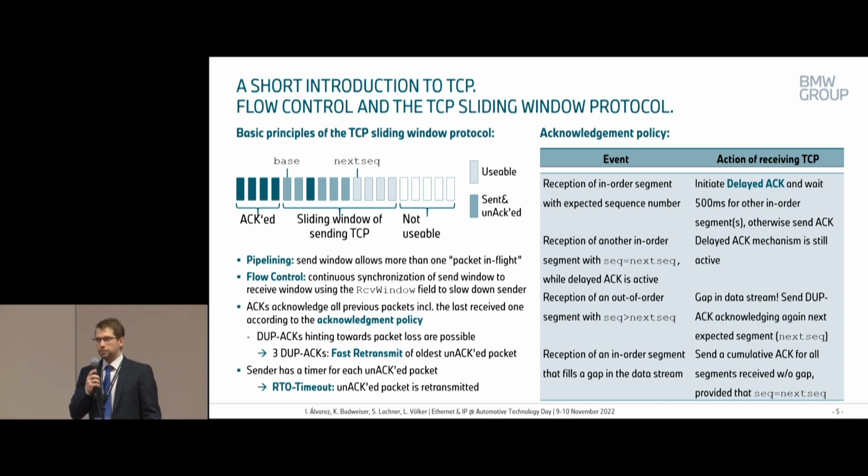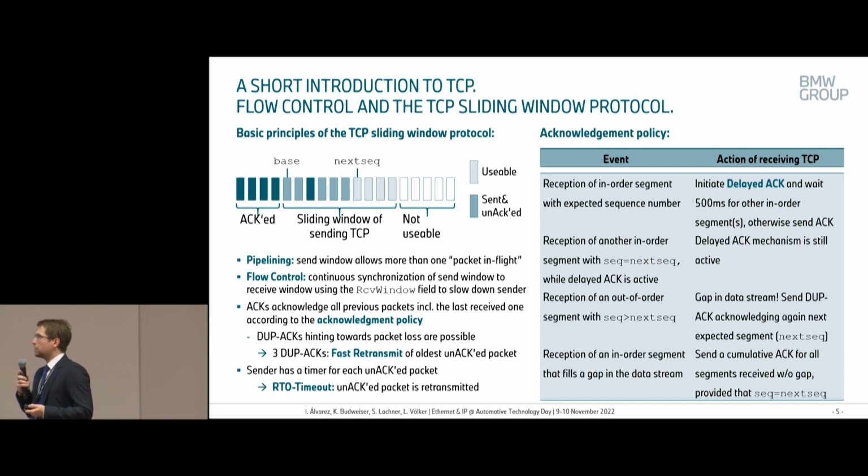However, if it receives an out-of-order segment, which causes a gap in the data stream, the receiving TCP will react by sending a duplicate ACK, acknowledging the next expected segment, meaning the one that is still missing. Now, if there is a segment received that fills in that gap, that's our fourth option. The receiving TCP reacts by sending a cumulative acknowledgement immediately.